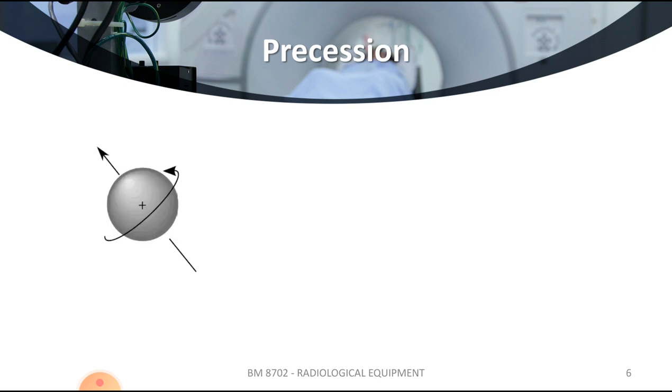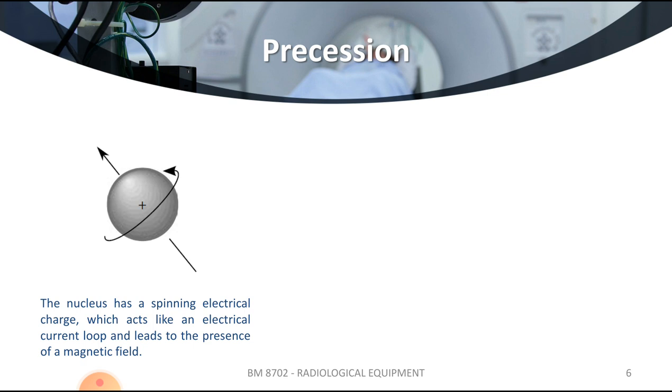If you look at this, you can see the nucleus has a spinning electrical charge which acts as an electrical current loop and leads to the presence of a magnetic field. So the nucleus has electrons rotating around it, which act like a current loop, and you have a magnetic field.